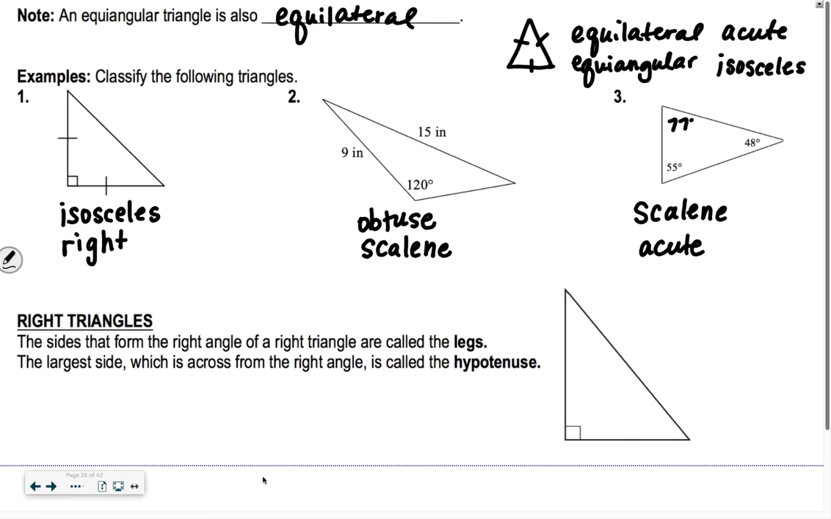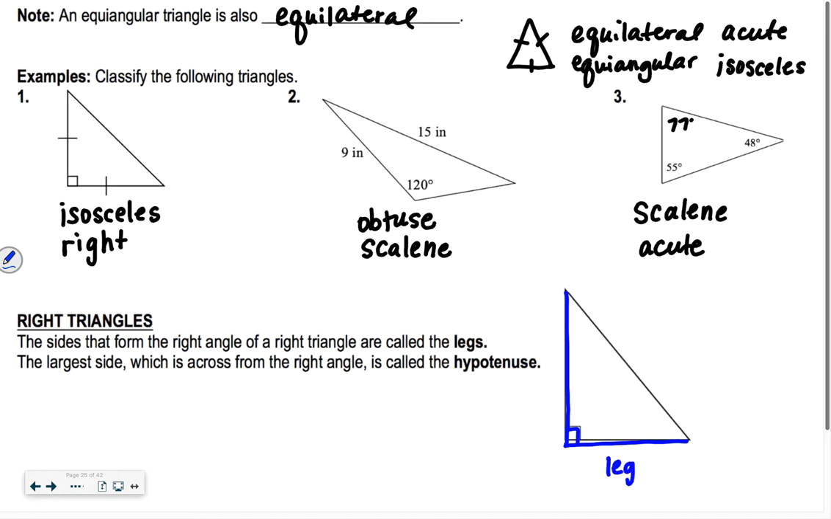All right, so right triangles. It says the sides that form the right angle of a right triangle are called the legs. So see how these sides come together and they create the right angle. So these are called the legs. And then the side that's across from the right angle, if I go across the triangle from it, that's the hypotenuse. Another good mathematical spelling bee word.